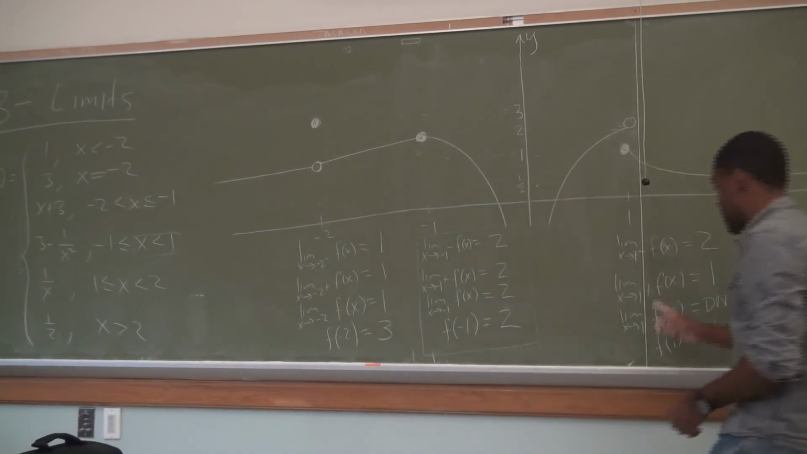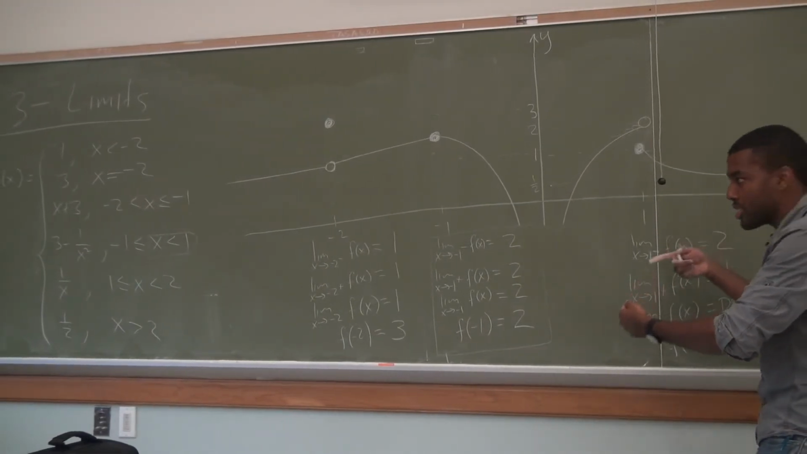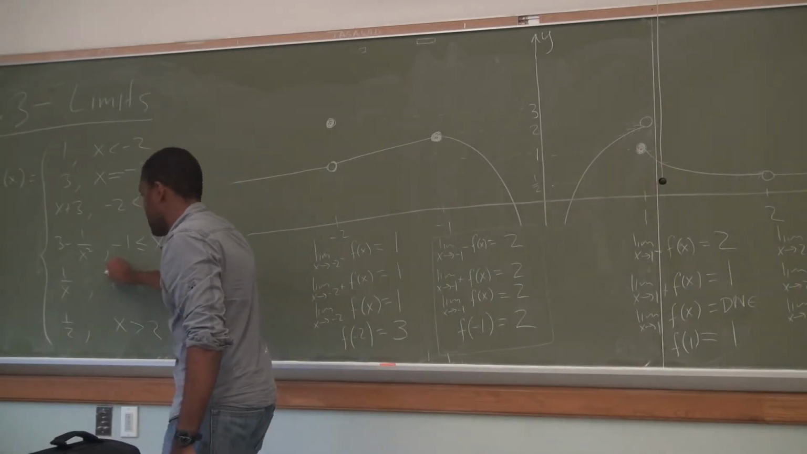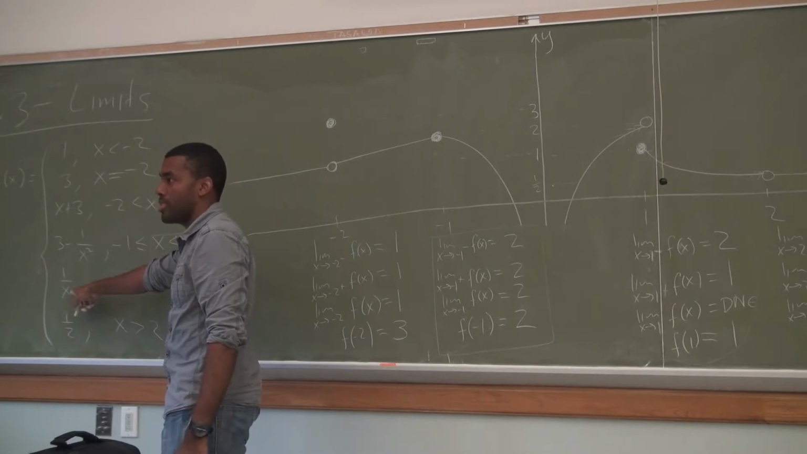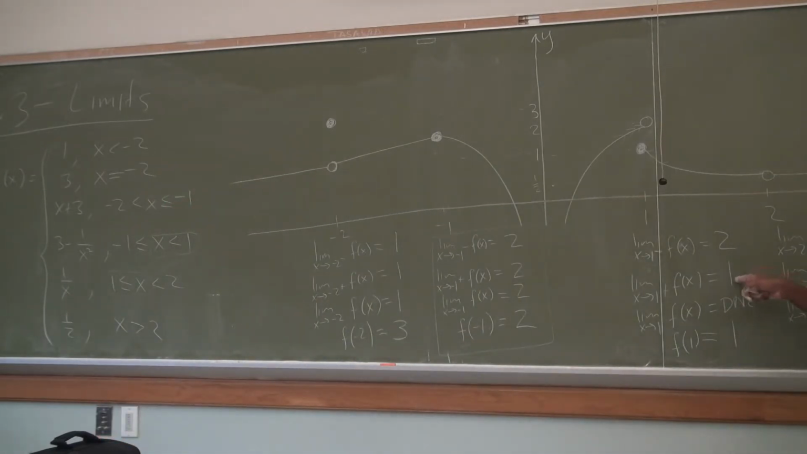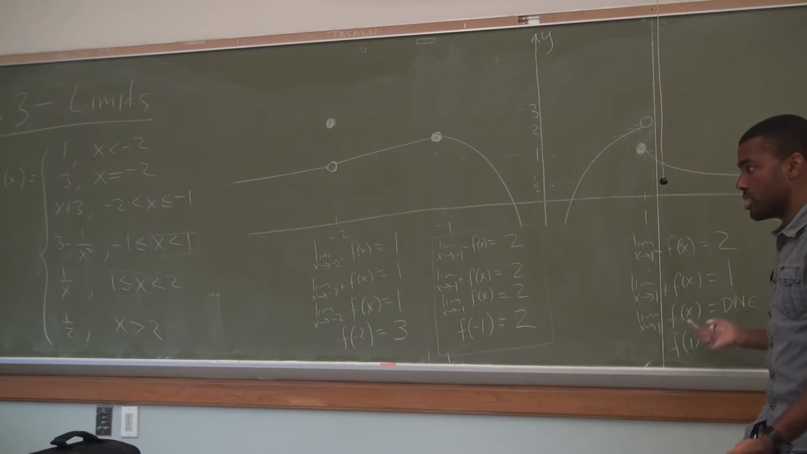Now if I'm approaching 1 from the right side, that means I'm a little bigger than 1, because I'm on the right side. So I'm going to look, where is x bigger than 1? Well, that's right here. So I'm looking at this function, and I plug in 1 again, and then I get 1. Right? Now if I say, what is the limit? Obviously, if the two sides don't agree, it doesn't exist.